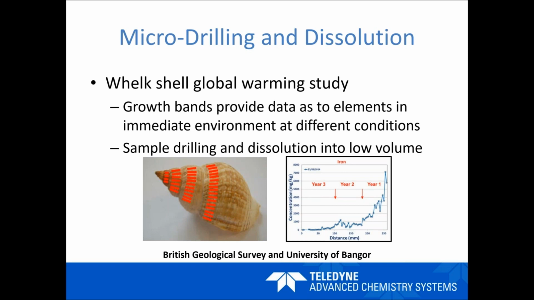What you can see here is a distance on the x-axis of this graph, so essentially we're looking at distance as a representation of time. As the shell has grown in the earlier part of its life, there's been a greater amount of iron, and then as it's grown older, the amount of iron reduces. Now that data has been correlated into global warming studies, but all of this has been made possible by the ability to work with a low mass of sample and getting that into a low volume, which you can then introduce to an ICP at the right flow rate.